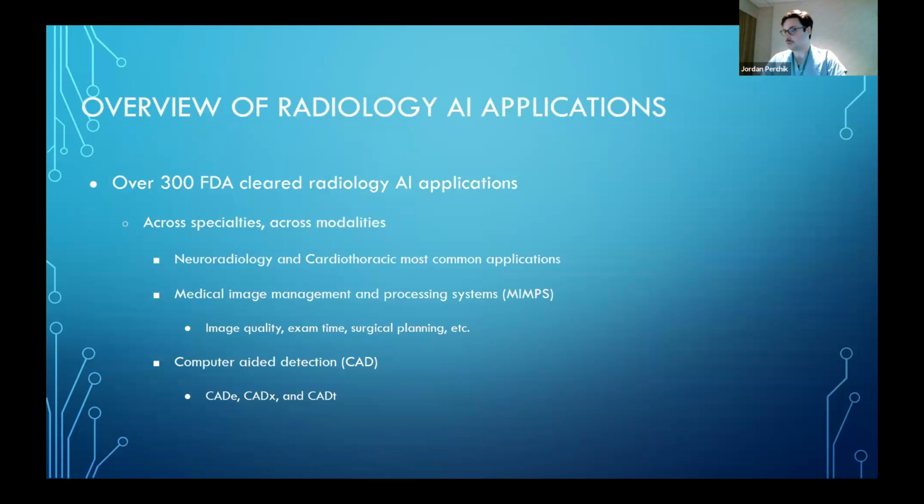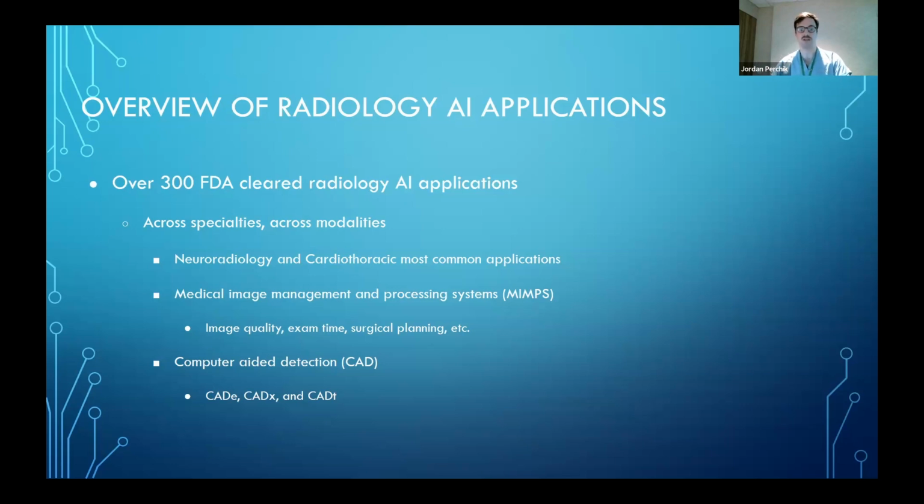So like I said, there's over 300 FDA cleared radiology AI applications, and these are present across specialties and across modalities. The most commonly represented subspecialties are neuroradiology and cardiothoracic. And there's a couple of reasons for that, but mostly because those are the ones that have the large anonymized data sets that have traditionally been able to be used for algorithm training. Just lowers that barrier, makes it easier to develop algorithms for those subspecialties.